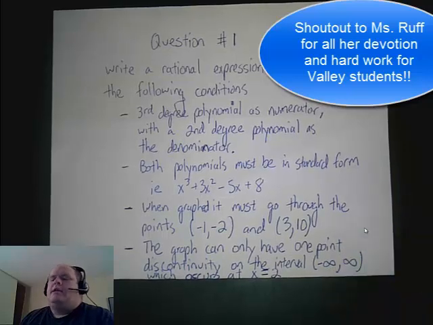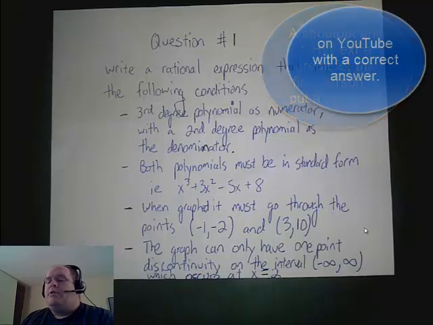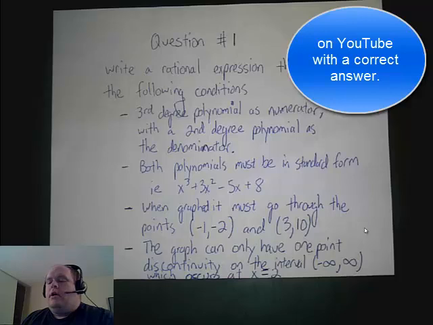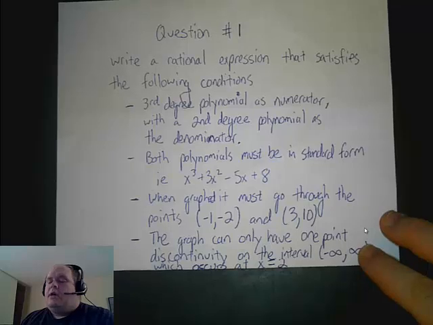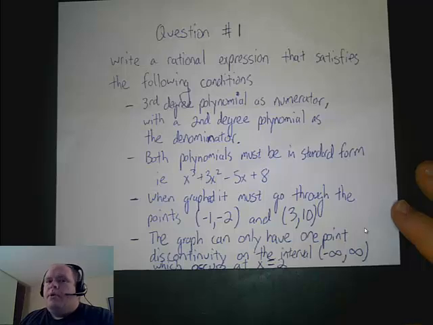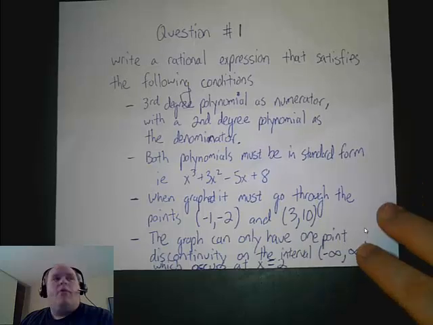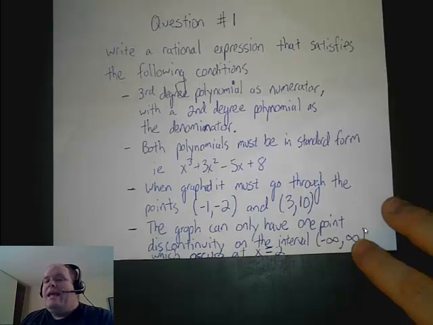All right. So it says, your job is to write a rational expression that satisfies the following conditions. It needs to be a third-degree polynomial as a numerator with a second-degree polynomial as the denominator. All right. It says both polynomials must be in standard form. So I put example x to the third plus 3x squared minus 5x plus 8. So since that's the third degree function, that could be the possible numerator. I'm not saying it is or isn't. I'm just saying that's what I want it to look like. All right. The other condition is when graphed, it must go through the points -1, -2, and 3, 10. So I'm giving you 2 points the graph has to go through.